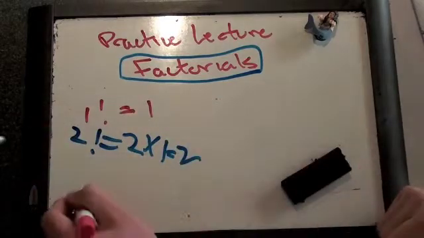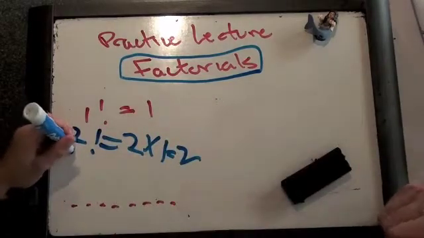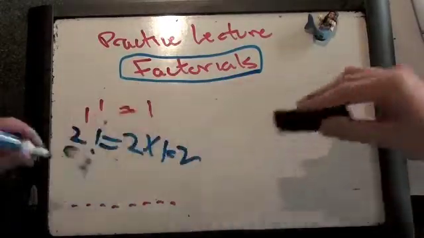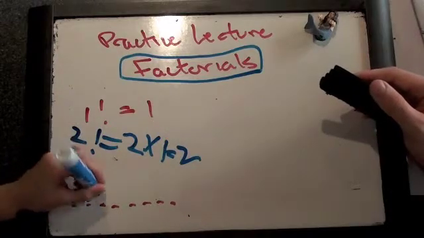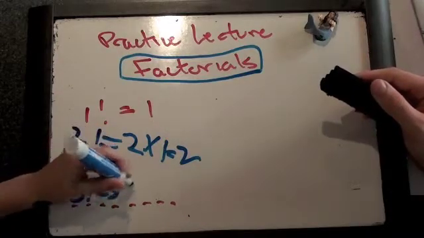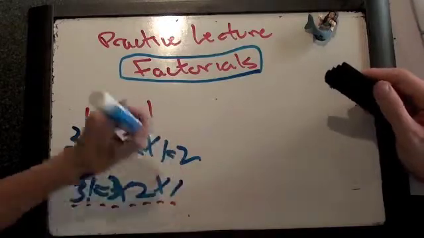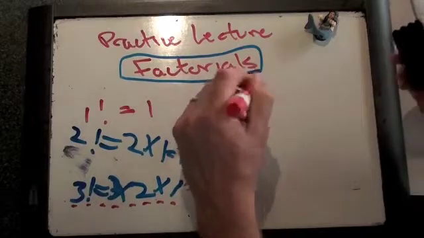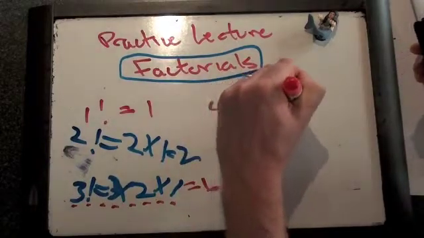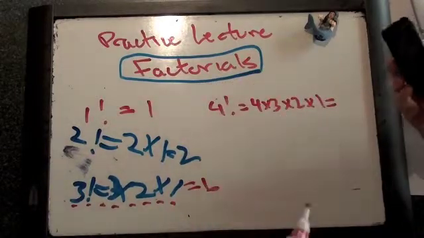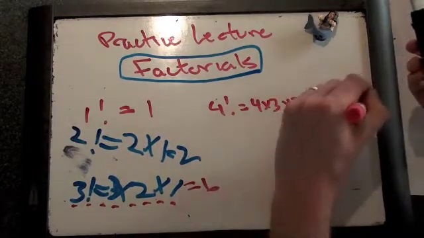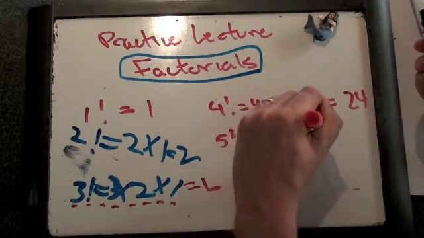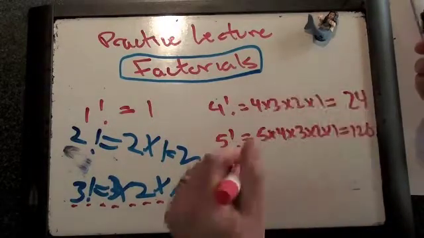Write 3 factorial. Now try to write it straight across on this line. 3 factorial equals 3 times 2 times 1, which is 6. 4 factorial was equal to 4 times 3 times 2 times 1. You remember what 4 factorial was? It was 24. 5 factorial is 5 times 4 times 3 times 2 times 1, which equals 120.